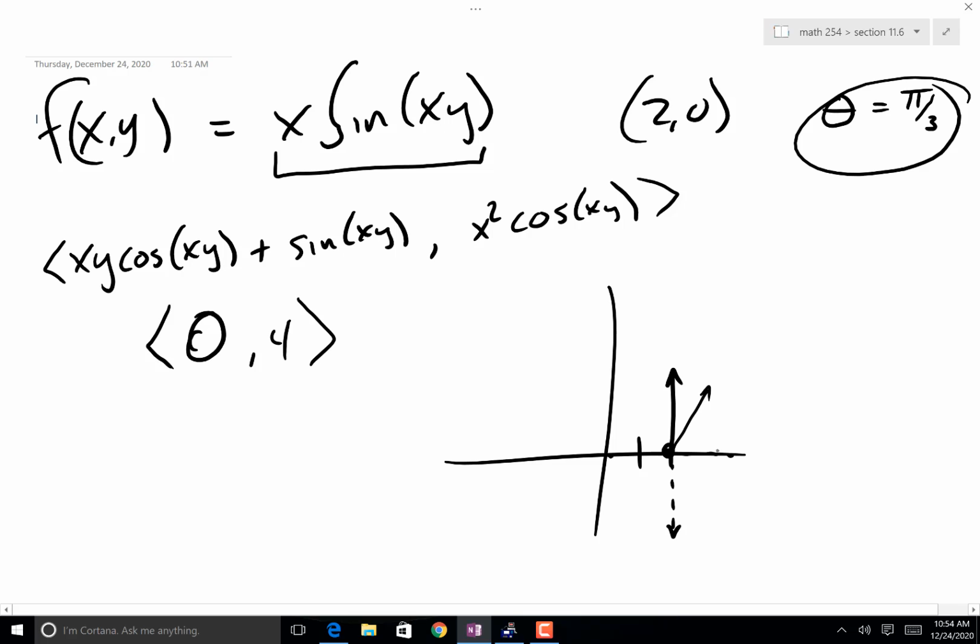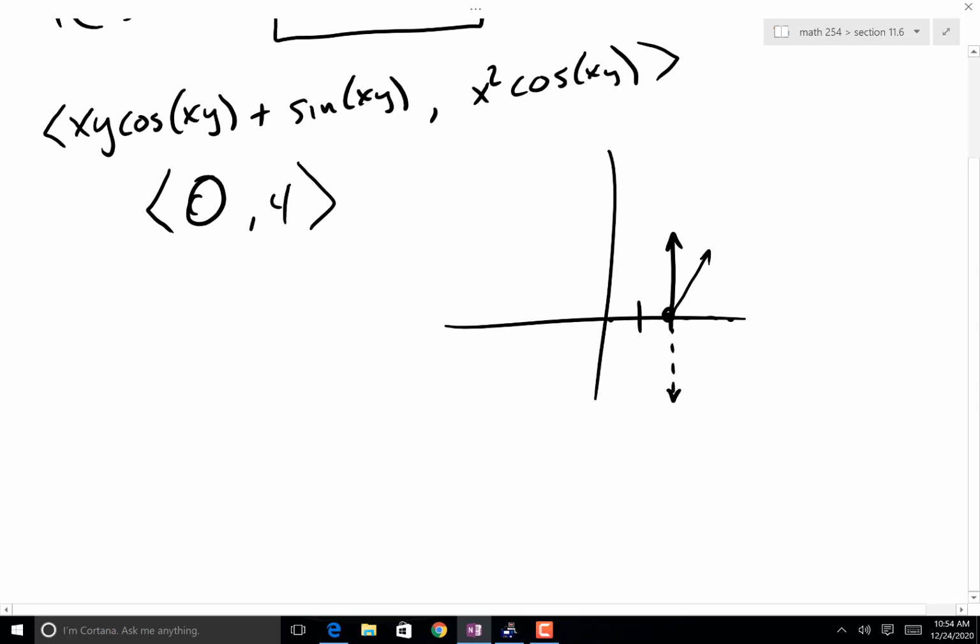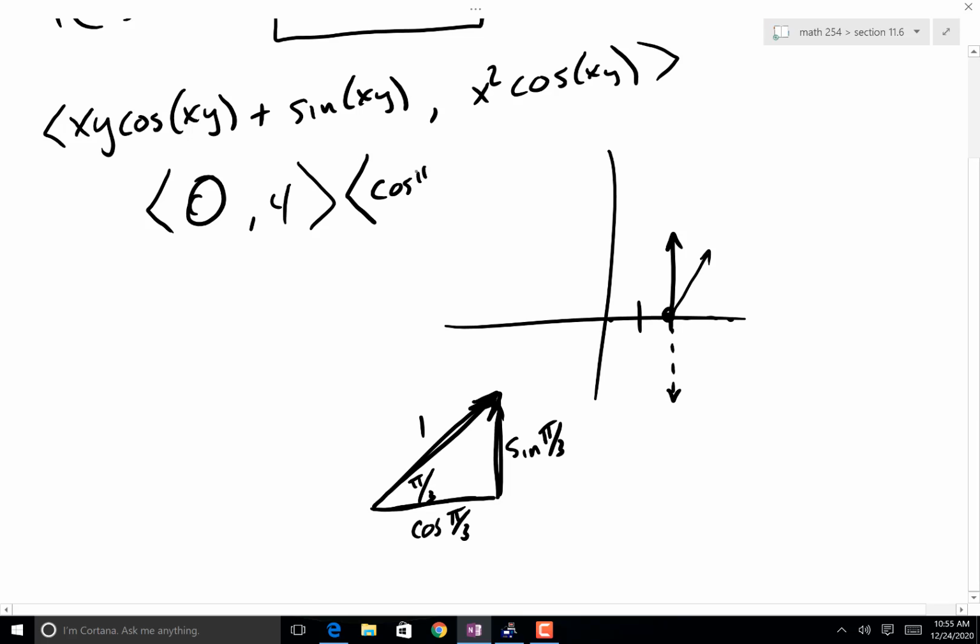Pi over 3 is a 60-degree angle off of the horizontal. And so you're like, well, how am I going to get x's and y's for a vector? Well, I'm going to do the cosine of pi over 3 and the sine of pi over 3 as if we were in a unit circle, because literally the radius of a unit circle is a unit vector. Okay, so it's going to be cosine of pi over 3, comma, sine pi over 3. Cosine of pi over 3 is a half, but it won't matter because it's going to be times by 0. And then the sine of pi over 3 is the square root of 3 over 2.